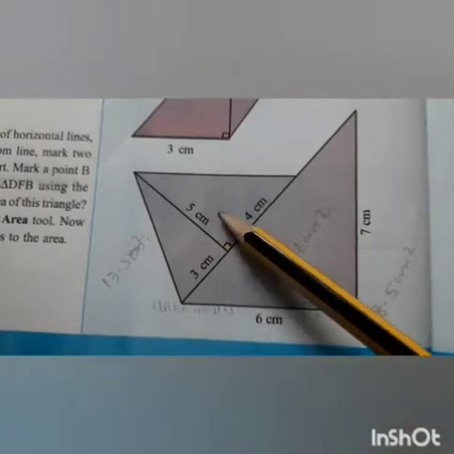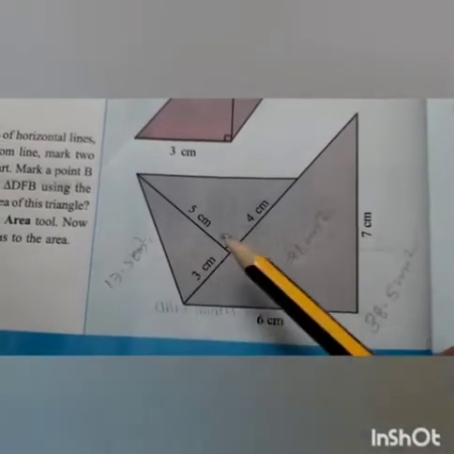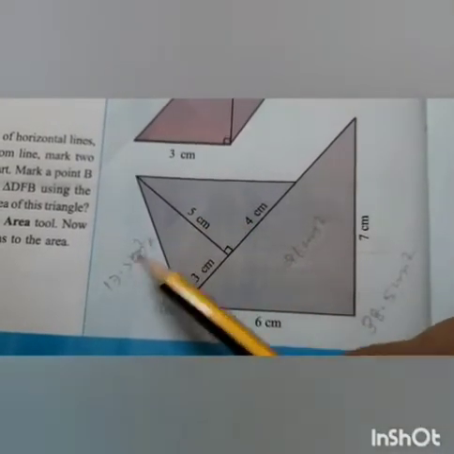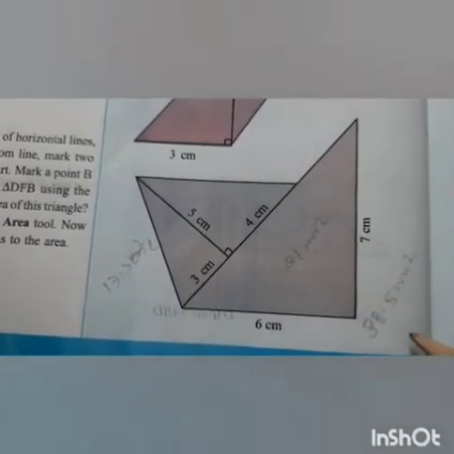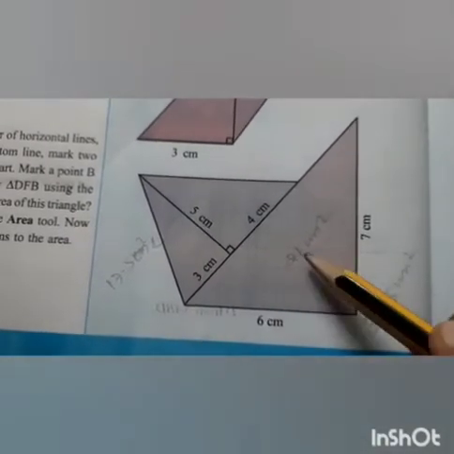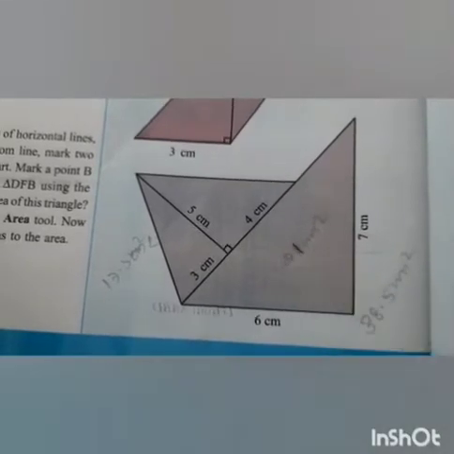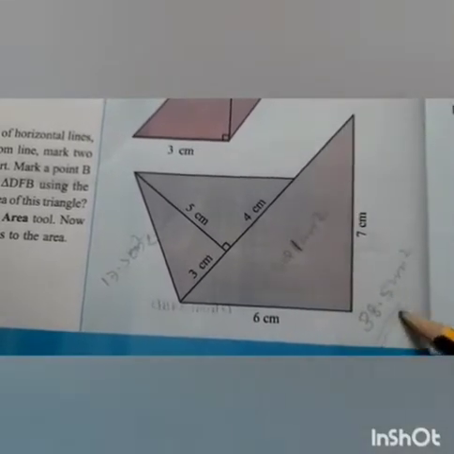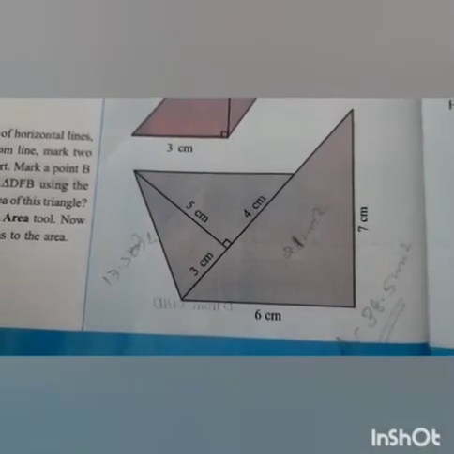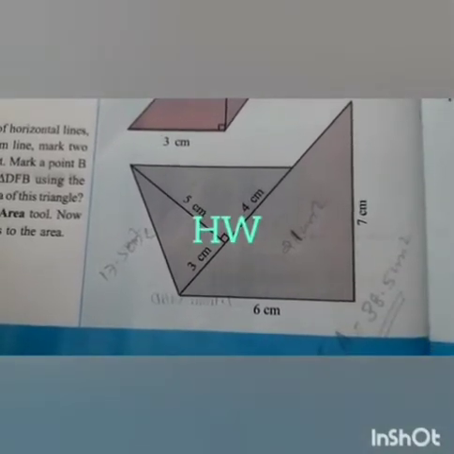Find the area of this triangle. The area of this triangle is 17.5, and this one is 21 centimeter square, and the total area is equal to 38.5 centimeter square. That you do it as homework.